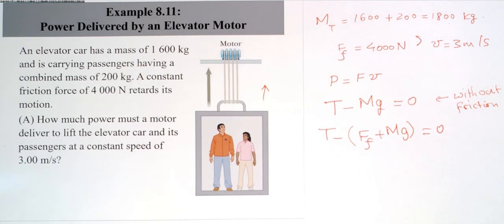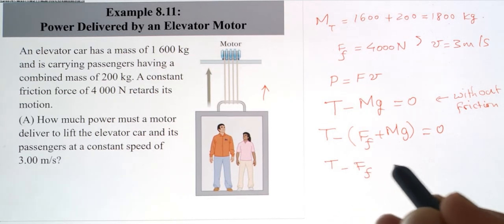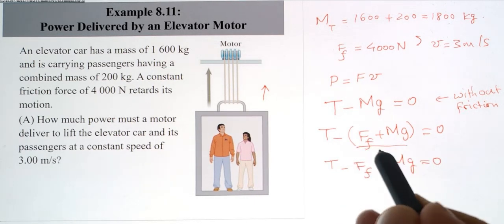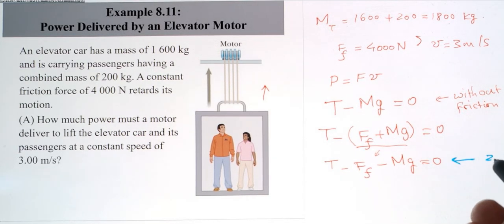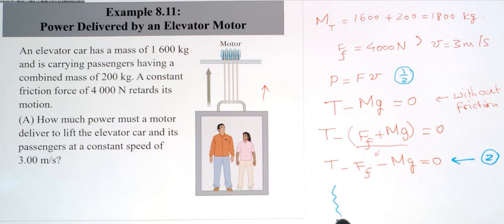Or as Yaman wrote it, tension minus force of friction minus mg is equal to 0. Well, this is exactly the same. If we have this kind of problem in the exam, I will give 2 marks for this equation, half a mark for this equation, and half a mark for the rest of the calculation.